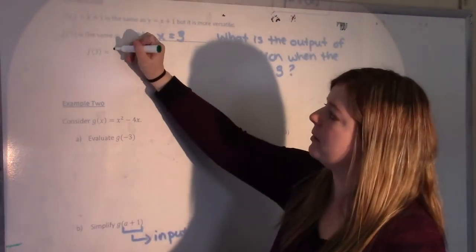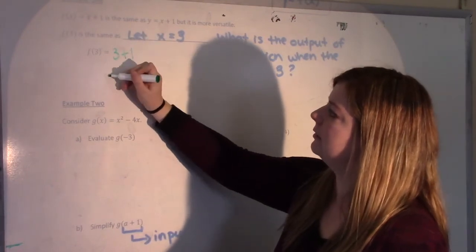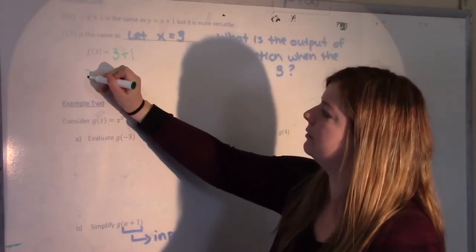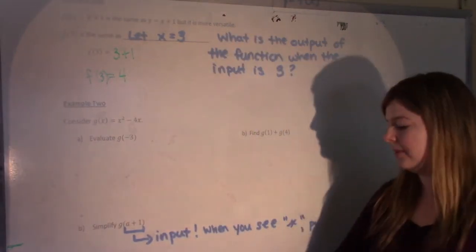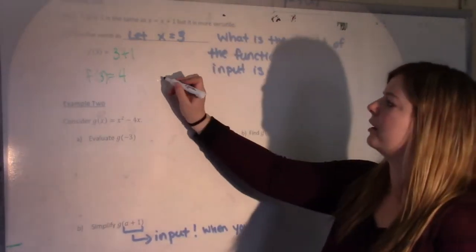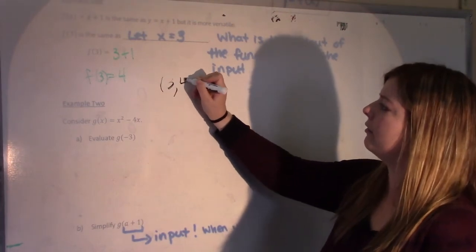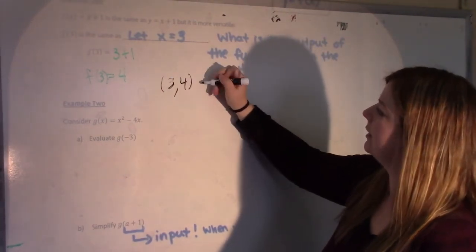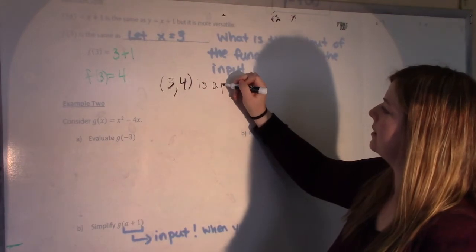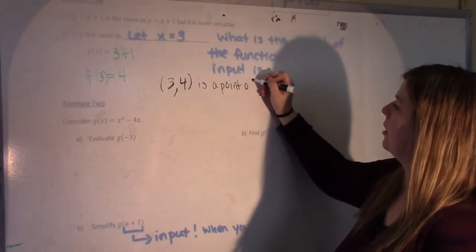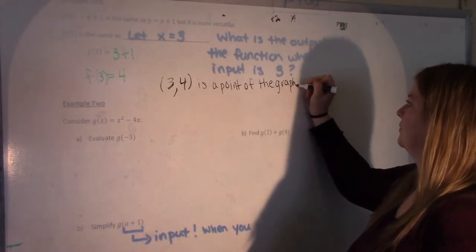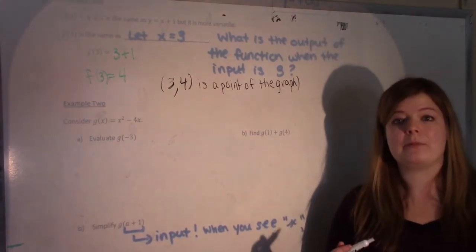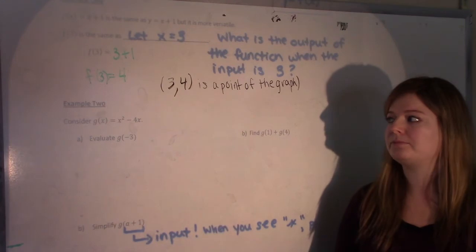So you get 3 plus 1, so 4. So f at 3 is equal to 4. So this means that the point (3, 4) is a point on the graph. Okay, so when you put in the input 3, you get the output 4.